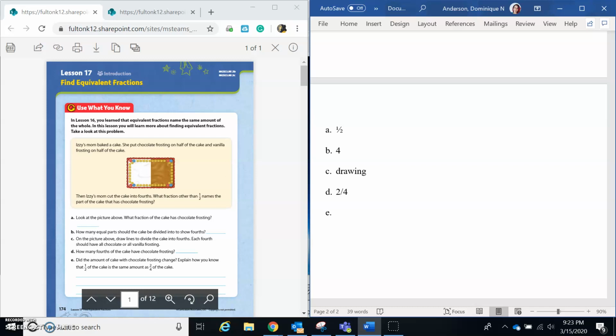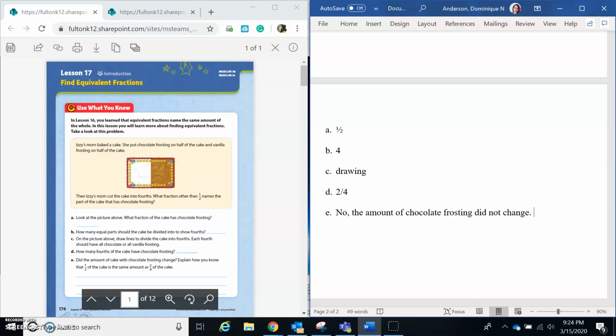It said, did the amount of cake with chocolate frosting change? Explain how you know that 1/2 the cake is the same amount as 2 fourths. So, when we partitioned it into fourths, did we add any more chocolate frosting to the cake? No. Did we take away any more? No. All we did was make the pieces smaller. So did the amount of cake with chocolate frosting change? So no. The amount of chocolate frosting did not change.